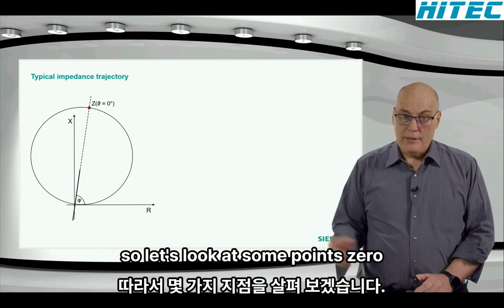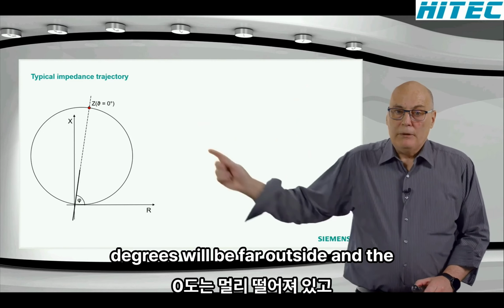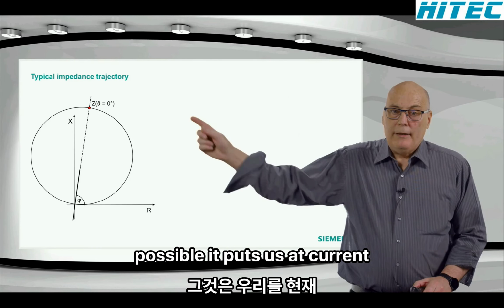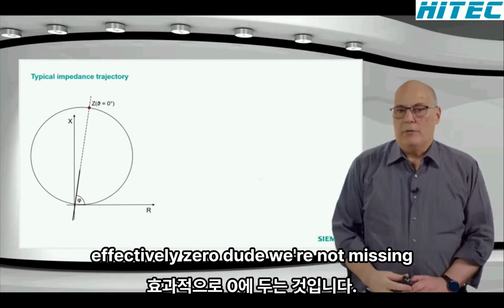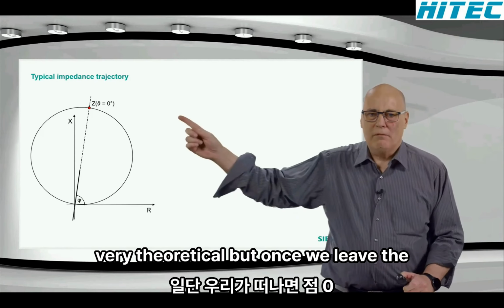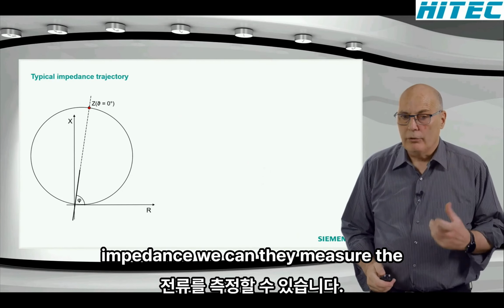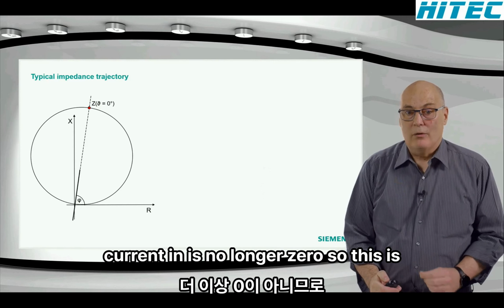So let's look at some points. 0 degrees will be far outside, and the measurement will not really be possible because the current is effectively 0. We're not measuring any effective current, so an impedance measurement there is very theoretical. But once we leave the point 0, we get to a very real impedance we can then measure because the current is then no longer 0.